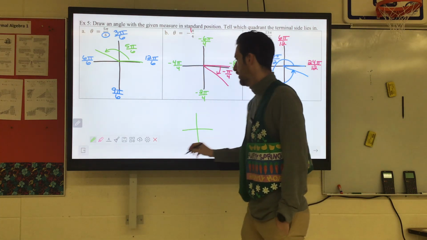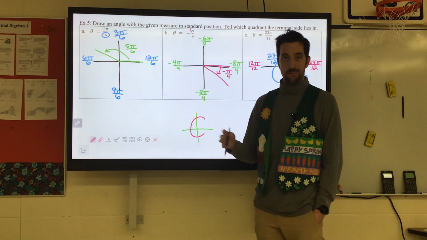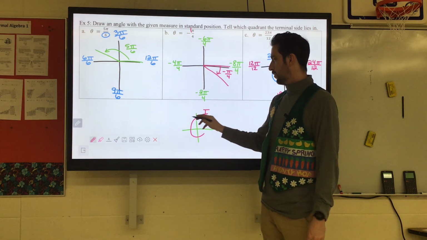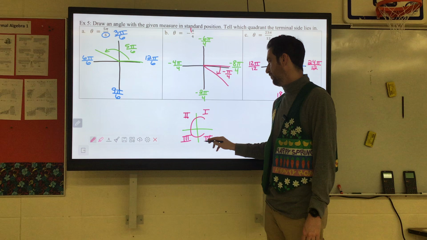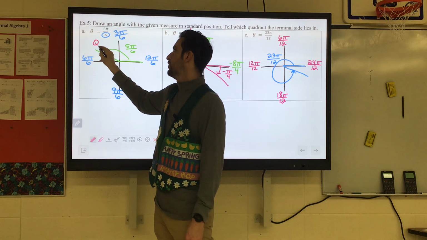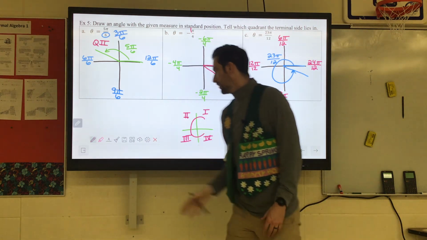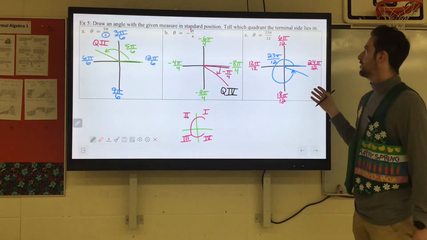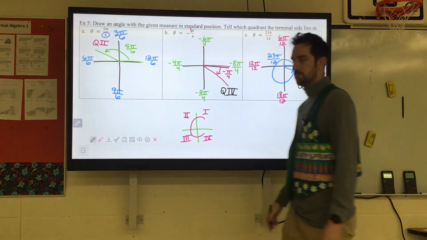Here's how I remember my quadrants. It goes like the letter C. Or if you're thinking of the coordinate plane, that starts with C. So up here is quadrant 1, here's quadrant 2, down here is quadrant 3, and down here is quadrant 4. So this one ends in quadrant 2. This one ends in that bottom right quadrant, that's quadrant 4. And then this one over here also ends in quadrant 4. Cool. Not too bad.